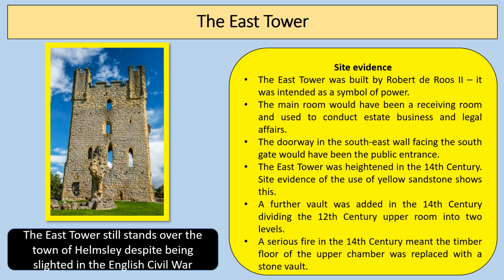Now, the East Tower was heightened in the 14th century, and you can see this really clearly on the castle. You can see that in that picture. The site evidence of the use of yellow sandstone shows this. So you can see a slight difference in the type of stone being used, and these very distinctive what are known as ear turrets were added onto the East Tower as a decorative feature. Now, a further vault was added in the 14th century, dividing the 12th century upper room into two levels, but a serious fire in the 14th century meant the timber floor of the upper chamber was replaced with a stone vault.